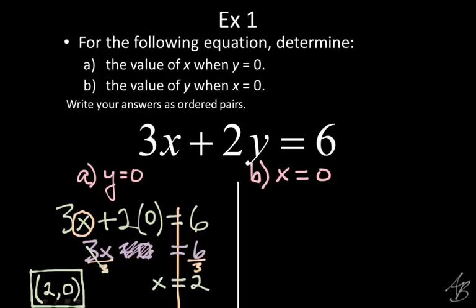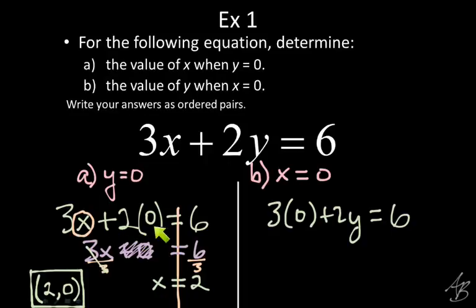What's that? We're going to put the 0 in where the x was. So when y equals 0, we put 0 in where the y was. Now x equals 0, so we're going to put 0 in where the x is. So we're going to have 3 times 0 plus 2y equals 6. And this time I'm going to take a little bit of a shortcut. So let's look at what happened over here real quick.